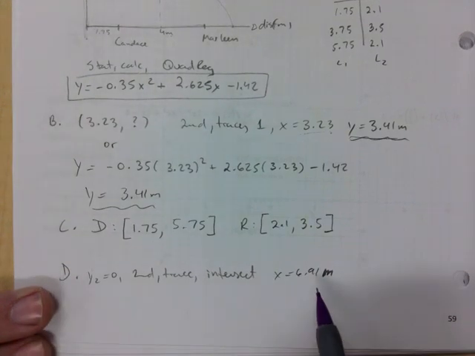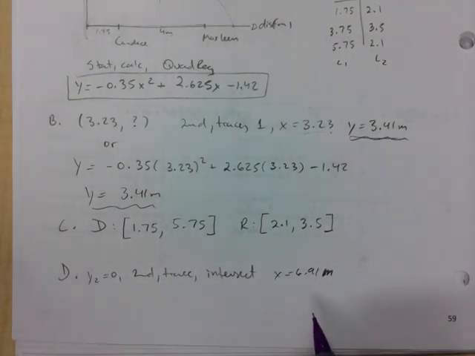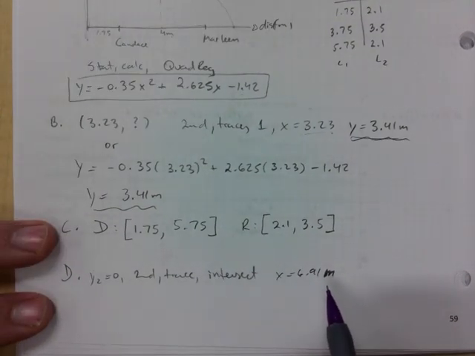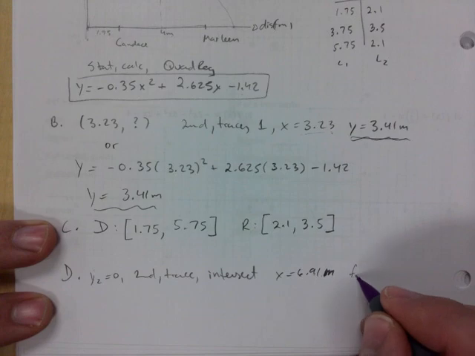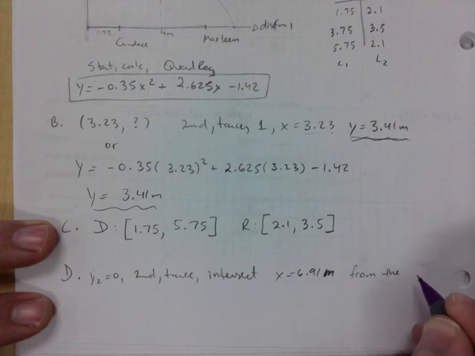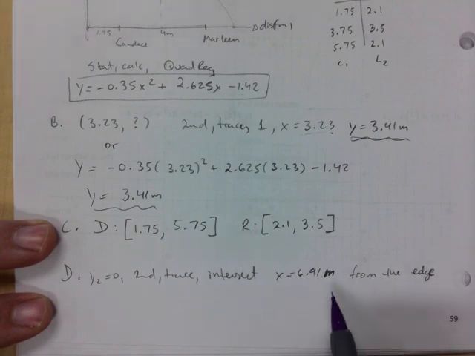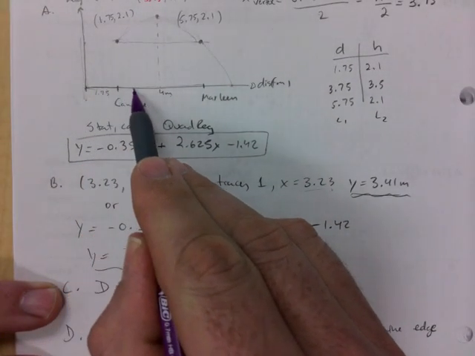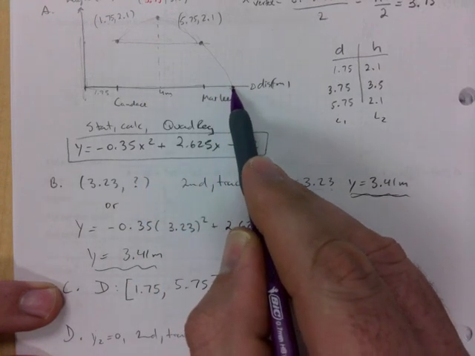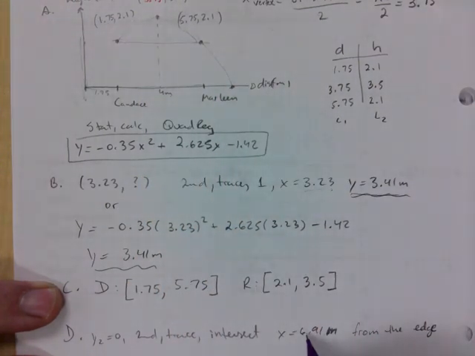How far away from Candace? You have to watch carefully, because it says how far away from Candace. This is 6.91 from the edge. So that's why you have to read carefully. This is how far it is from the edge. If you count from the edge all the way to where it hits, that is 6.91.